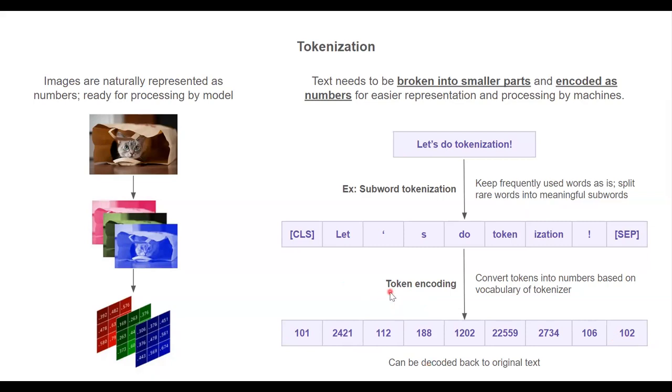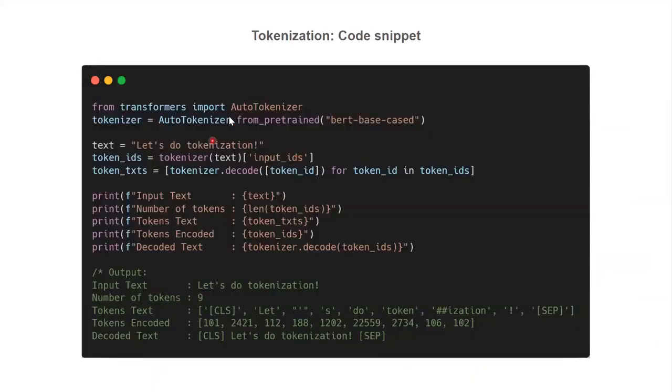Now the vocabulary is available with the tokenizer. So when we have this number, we can decode it back to the original text. Here you can see the code for that. We are using something called AutoTokenizer from transformers, and we are using the BERT tokenizer. Tokenizers come in different forms. We are using one of them, which is BERT.